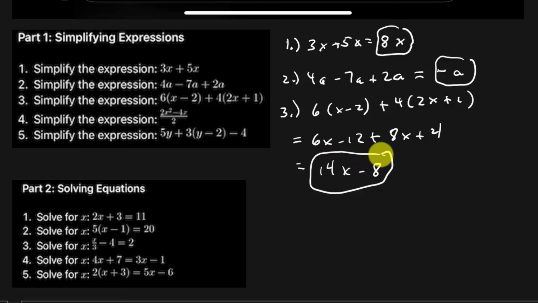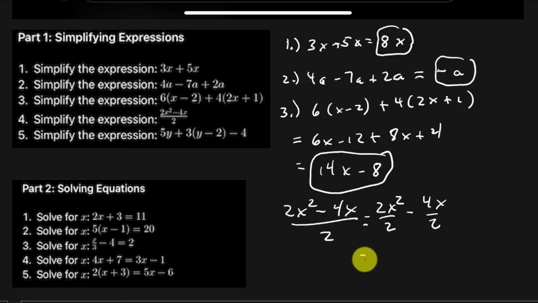Okay. I mean, you can see it's not bad at all. So here we've got (2x squared minus 4x) over 2. I know that doesn't look like a 4, but it is. And so, I mean, you can just cancel, but I think what you ought to do to write this is 2x squared over 2 minus 4x over 2, which is going to be x squared minus 2x. All right. Just kind of split them up.